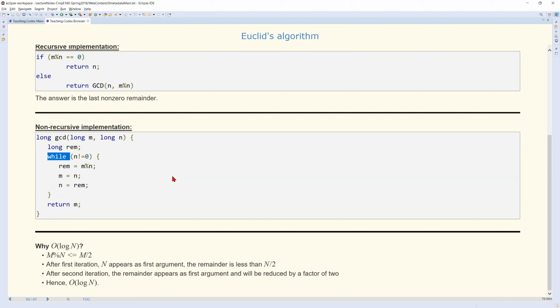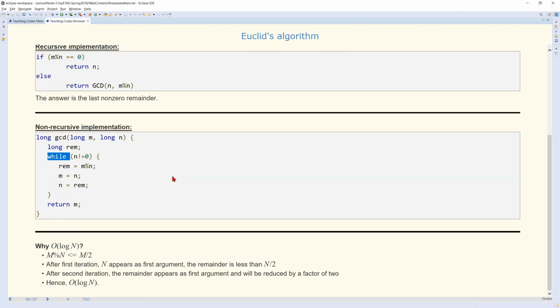Now this algorithm has complexity O(log n). Why is that so? If you look at the second parameter, which is m modulo n, that is always less than or equal to m divided by 2. So m modulo n has to be not greater than half of m. Otherwise, you would still be able to have an n inside that remainder. That's why this is true.